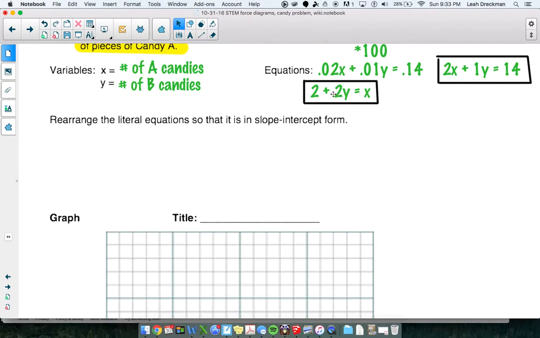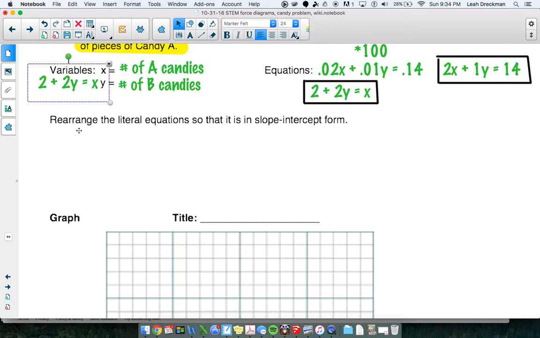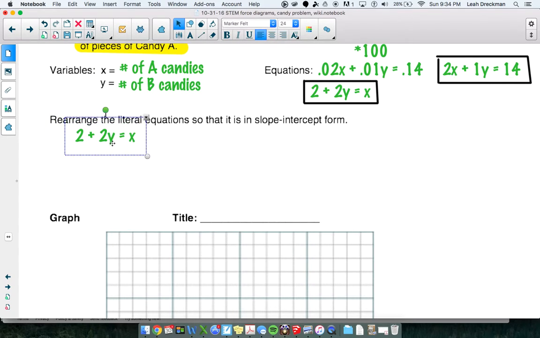All right, now, two equations. I'm going to copy these guys down below. Oops. Looks like it's going to make me take the whole thing. So let's start with this first one. All right, now, if we're going to arrange it so that it's in slope-intercept form, all that really means is get the y by itself, because we want this to be y equals mx plus b.